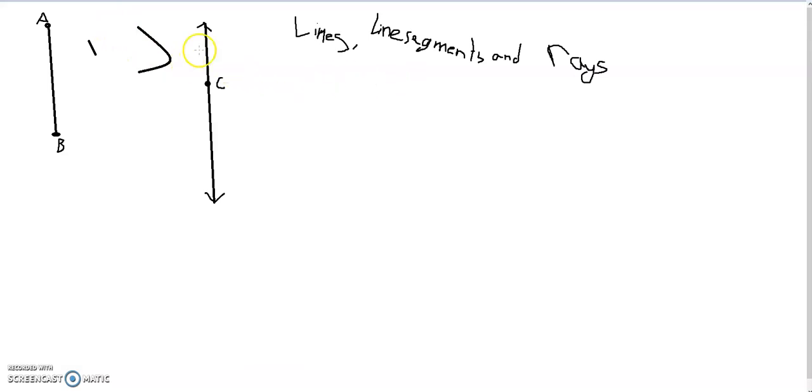So that's why these are line segments. They're segments of a line. And these are all on planes. The plane is what we call the flat thing that all the points and lines and line segments and angles and stuff are on. So now we have rays.